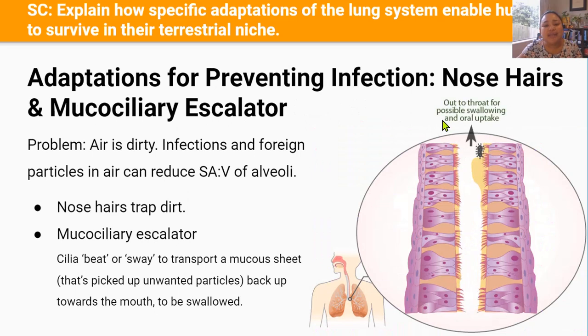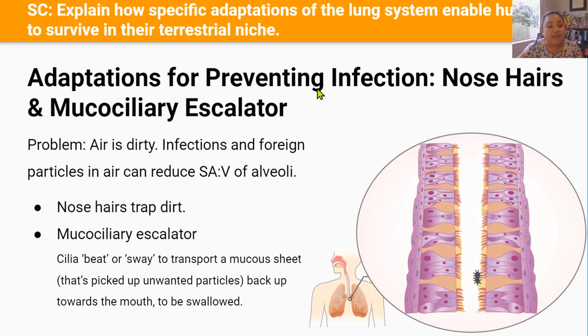What about adaptations for preventing infections? One thing that can reduce the surface area to volume ratio is infection or damage to the lungs, the alveolar surface. So it's a problem that air is dirty and full of bacteria, viruses, and fungal spores, among other unwanted particles in polluted air. Infectious organisms like bacteria and viruses, like coronavirus, love the lung system because it's warm and moist. It's a perfect environment for them to grow and reproduce.